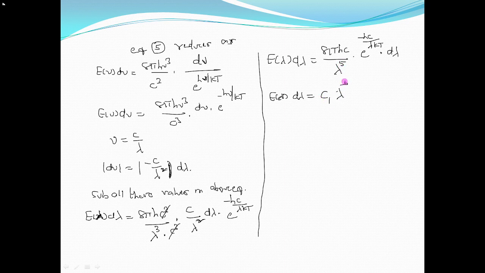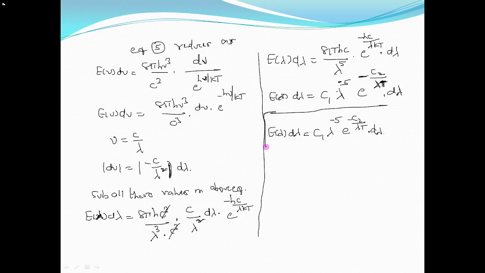This lambda power 5 goes to the numerator, lambda power minus 5. E power minus, see here, h is constant, c is constant, k is constant, so c2 divided by lambda T, into d lambda. So what we have written is E lambda d lambda is equal to c1 lambda power minus 5 exponential minus c2 by lambda T into d lambda.